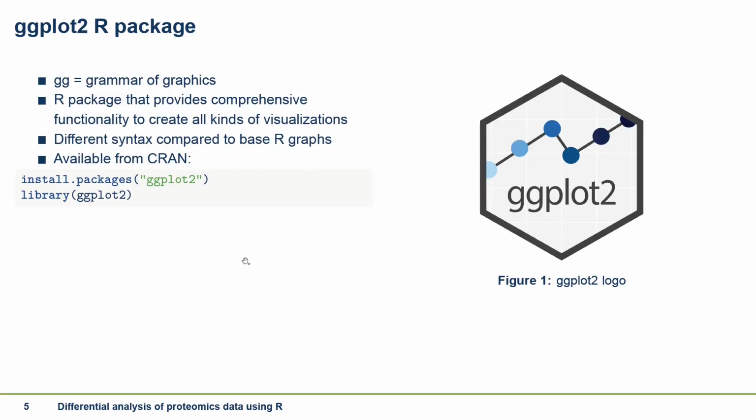So some basic information on the ggplot2 package. The GG stands for Grammar of Graphics, and it has a comprehensive functionality to create all kinds of plots and visualizations. It has quite a different syntax compared to base R graphics, and you can simply install it from the CRAN repository.